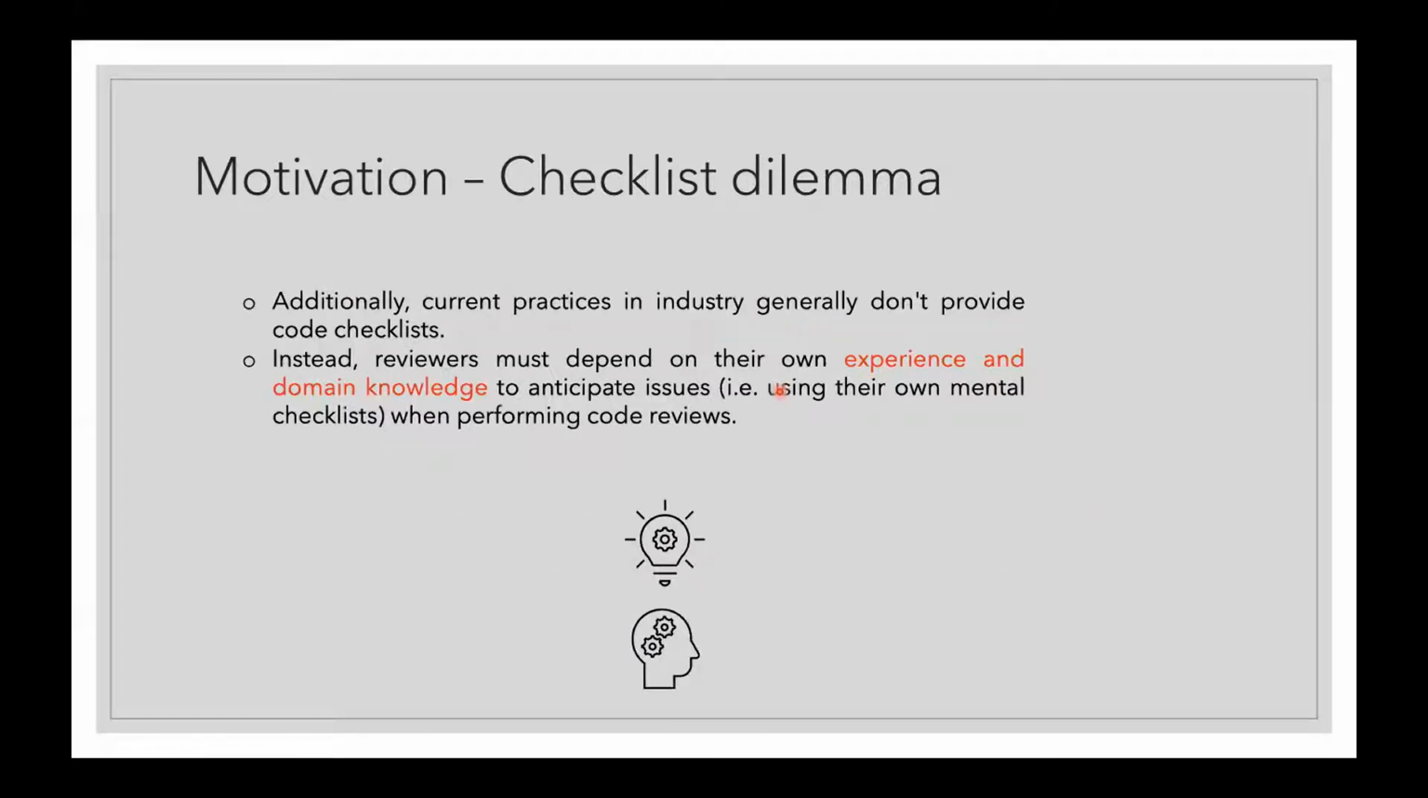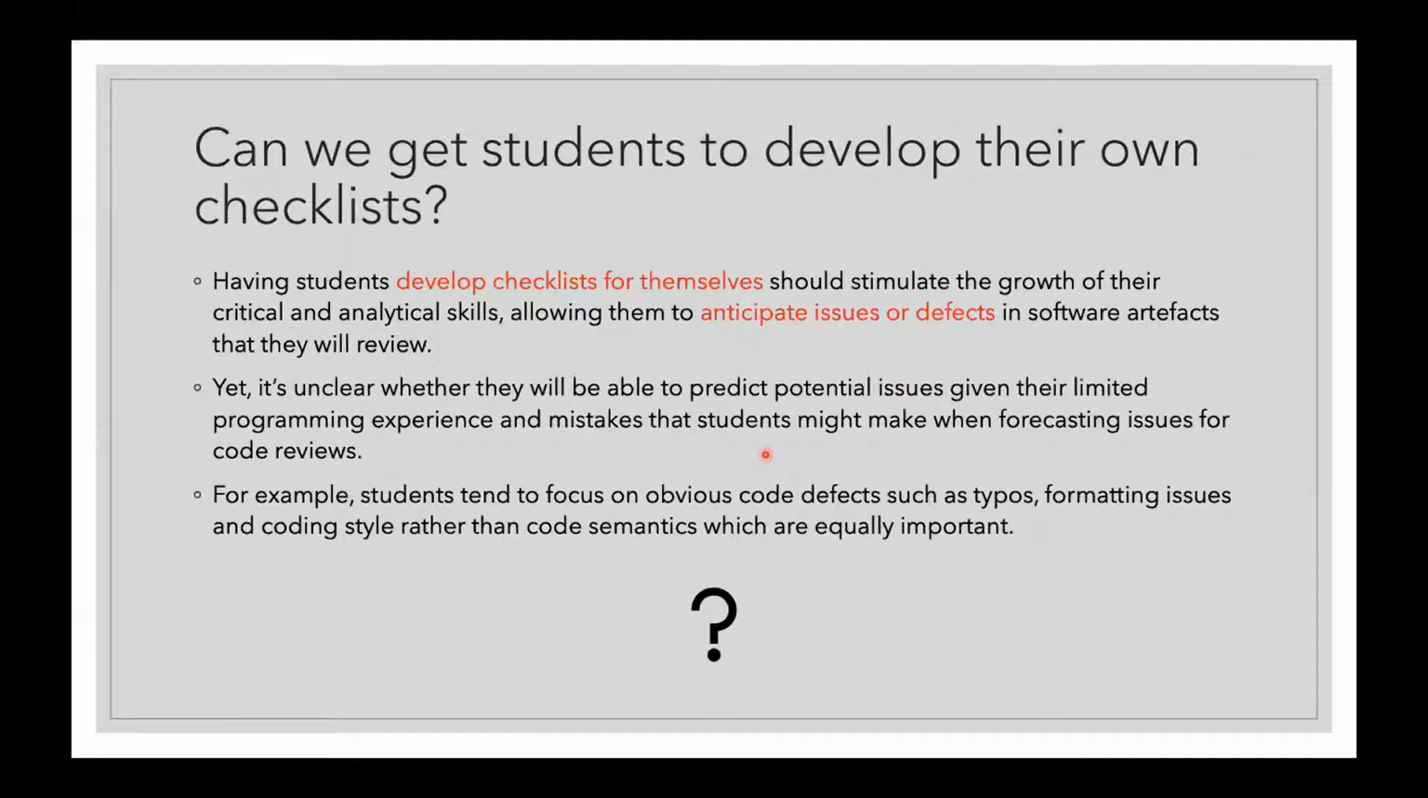Another problem that we identified is that generally in the industry, senior software developers don't really have a physical code review checklist. Instead, the reviewers have to depend on their own experience and knowledge when they're performing a code review. So basically, they are just using their own mental checklist. In this research, we want to investigate whether we can get the students to develop their own checklist, and this might help stimulate their critical thinking skills.